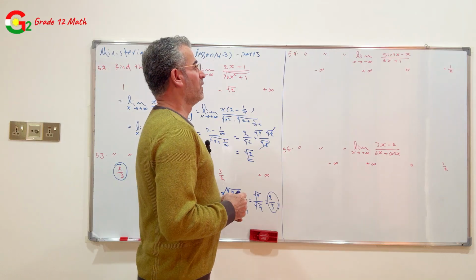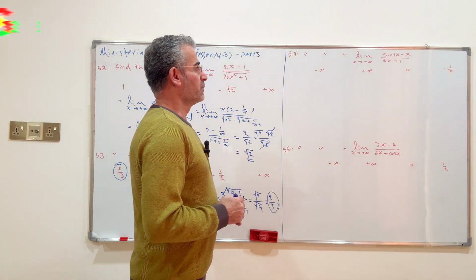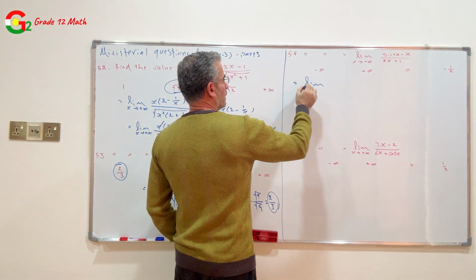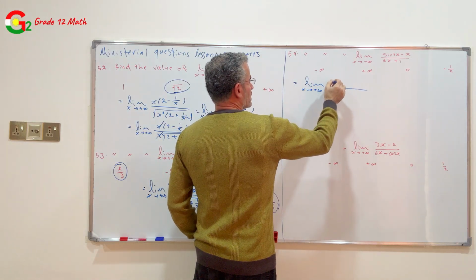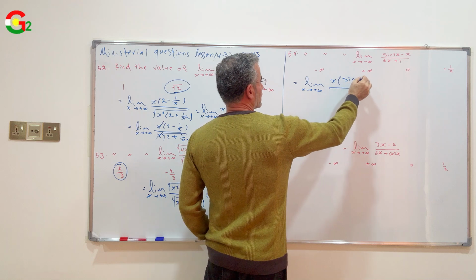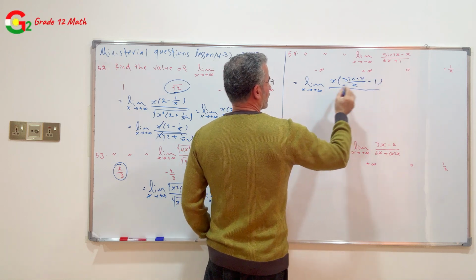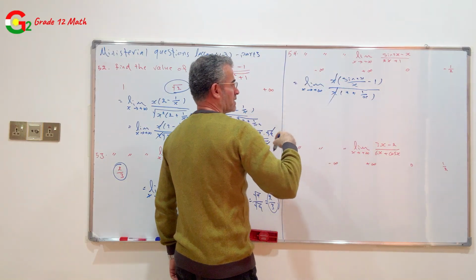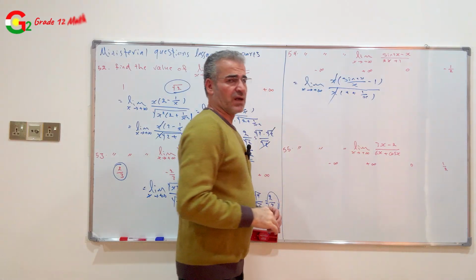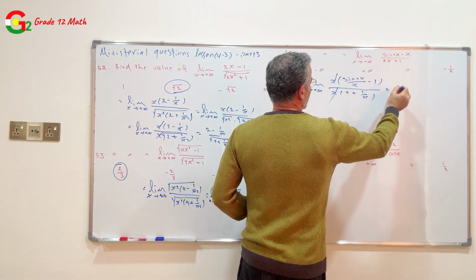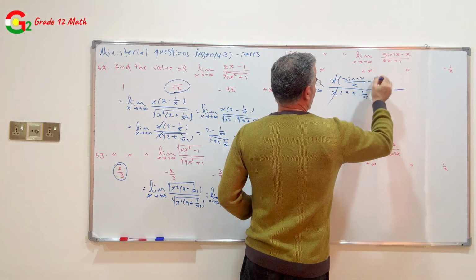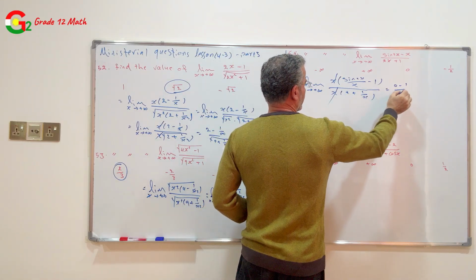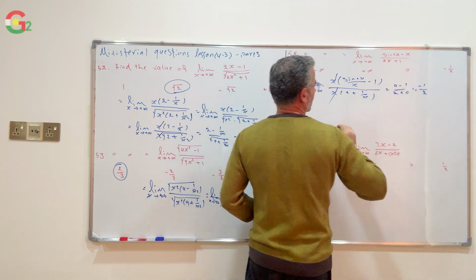Question number 54. Find the value of the limit as x approaches positive infinity for (sine 2x minus x) over (2x plus 1), equal to the limit as x approaches positive infinity, factorized by x for the numerator, sine 2x over x minus 1, and also for the denominator factorized by x, 2 plus 1 over x. Reduce x with x. The limit of sine 2x over x by the squeeze theorem is 0. Then the answer will be (0 minus 1) over (2 plus 1 over infinity, which is 0), 2 plus 0. The answer will be negative 1 over 2.